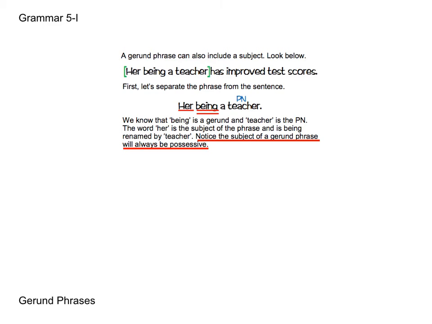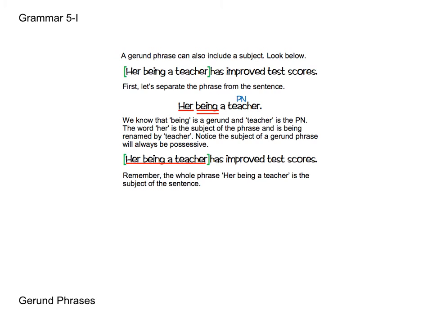So if you notice something that's a little off about some of the phrases, maybe you're not sure if it's a participial phrase or a gerund phrase, just double check what that pronoun looks like or what that noun looks like. And then, of course, we know that the phrase itself, her being a teacher, is functioning as its own part of speech, as gerunds and gerund phrases are going to function as nouns. And in this sentence, her being a teacher is the subject of the sentence and completes the action of the verb has improved. Let's look at one more example of a gerund phrase.